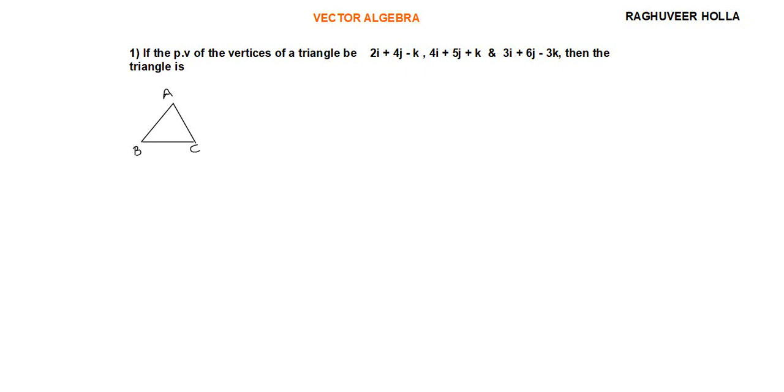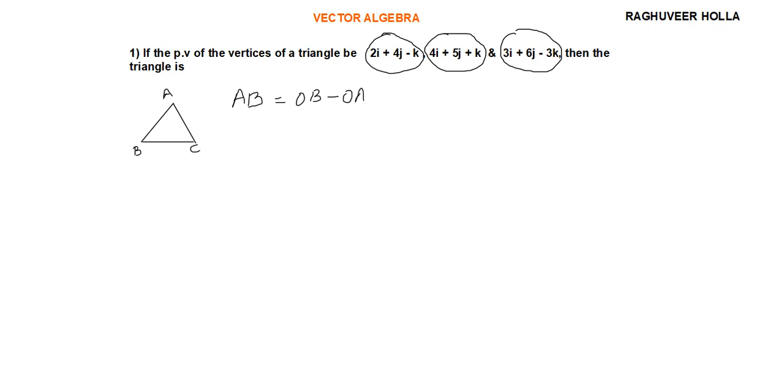Now let's try to solve this problem here. If the position vectors of the vertices of the triangle are given like this, and these are the vertices given to you, then let us find what type of triangle it is. Now let me write down to find AB. AB is equal to OB minus OA.